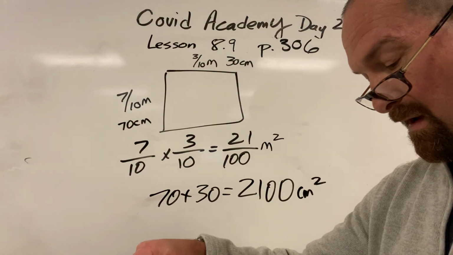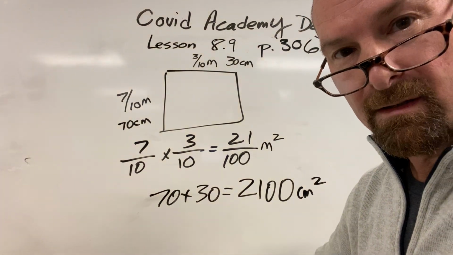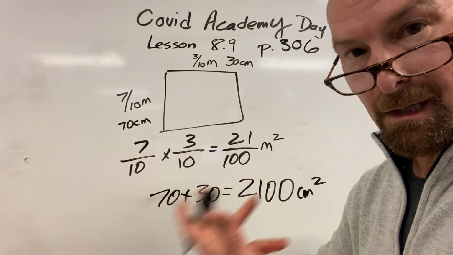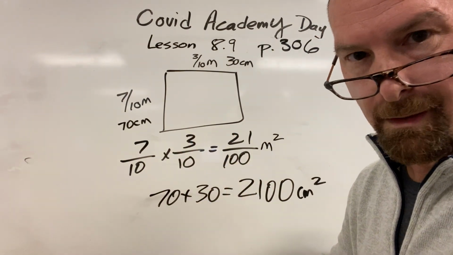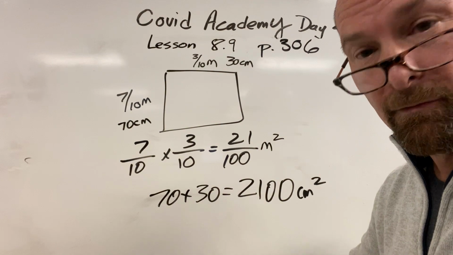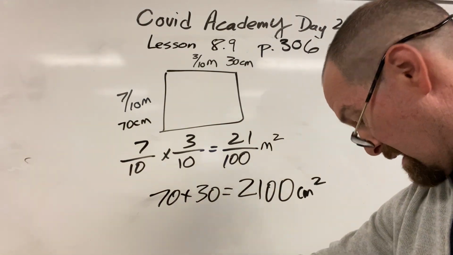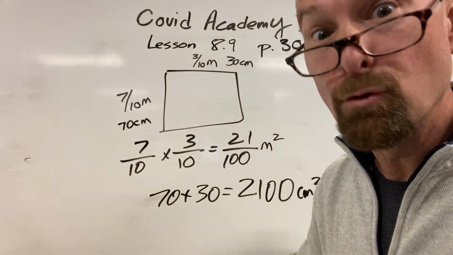Part C: explain how you found the area of the bottom in square centimeters. Well, I just changed the meters into centimeters. That's what I did. So that's what you write there for that one. Okay, now let's do the math box, and it's on 307.